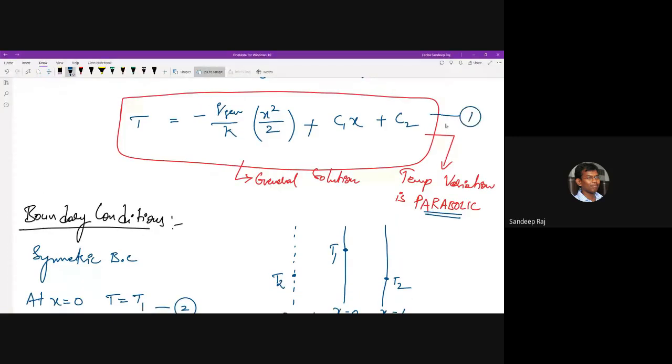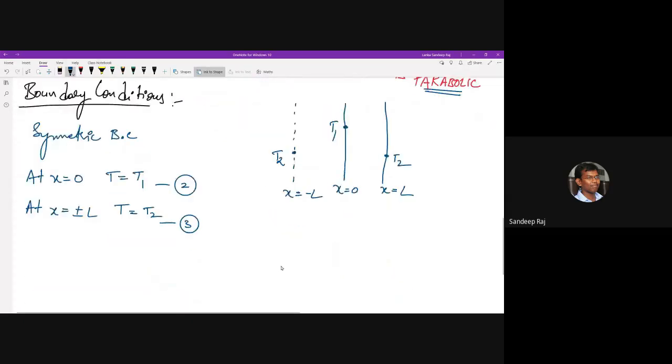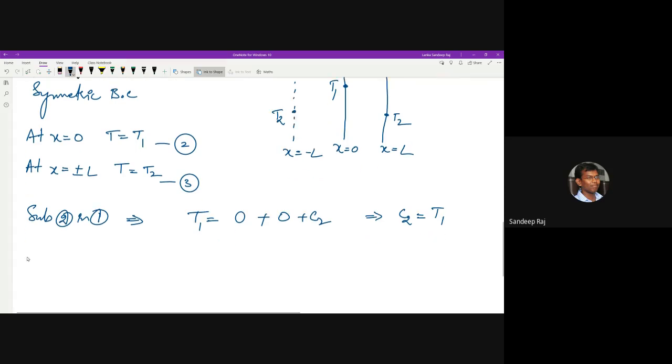Okay. Now what I'll do, I'll substitute my boundary conditions into my general solution. So when I substitute my boundary conditions into the general solution, what happens? Let us see. Let me substitute 2 in 1. When I substitute 2 in 1, T is equal to x square of 0 is 0 again, plus C1 into x is 0, plus C2. So from this, what you get is the C2 value will be equal to T1. That's what you get.